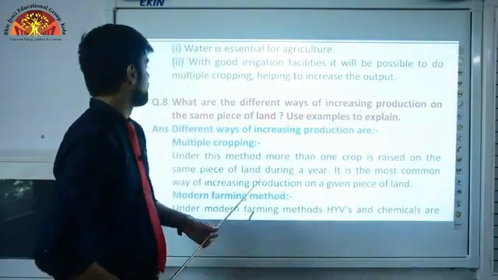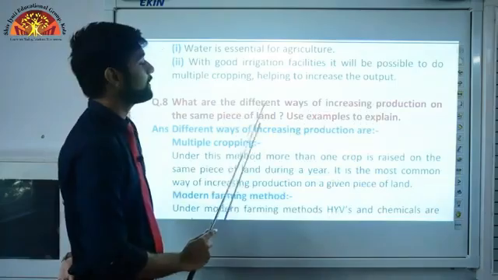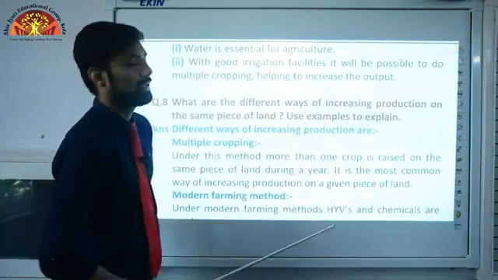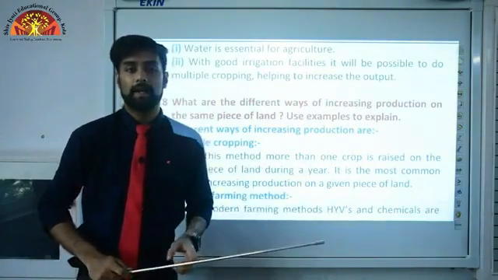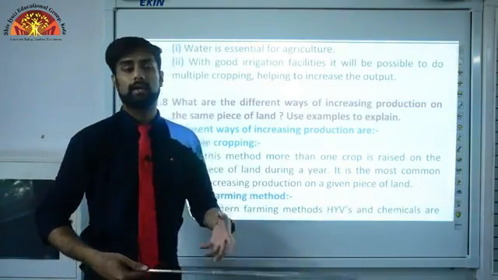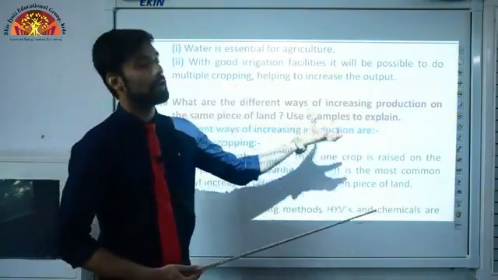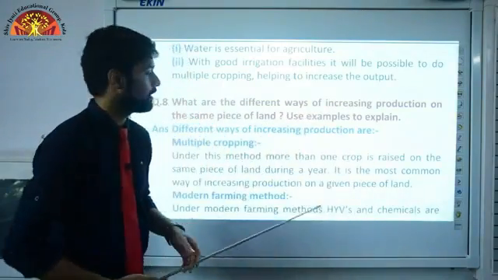Okay? Next question. What are the different ways of increasing production on the same piece of land? Use examples to explain. Means I have given one piece of land. Now what different methods can I use to increase my output, my yield? अगर मुझे एक ज़मीन दी जाती है और उससे बोला जाता है that I have to increase production on this land. What methods will I use?